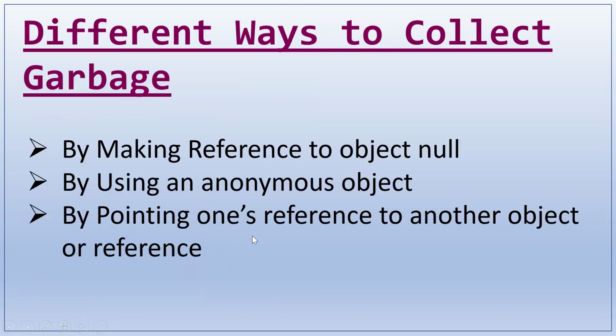Now, what are the different ways to collect garbage? We have basically three ways. First, by making a reference to an object null: whenever you have an object pointed by a reference, you can make that reference null, so by default it will not point to the object. Second, by using an anonymous object, meaning you create an object at runtime and use it without using any reference. Third, by pointing one reference to another object reference.